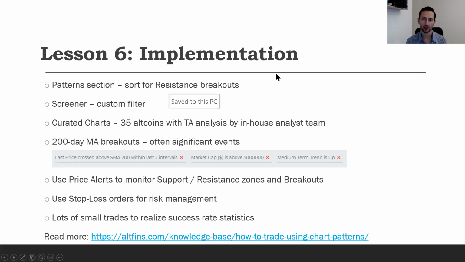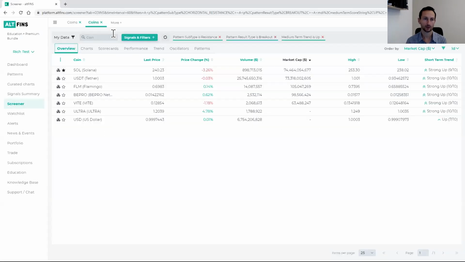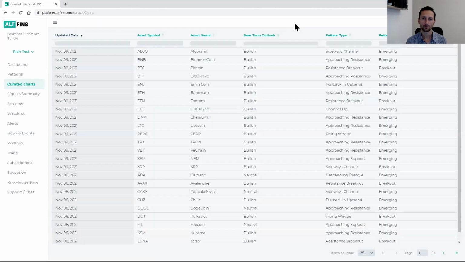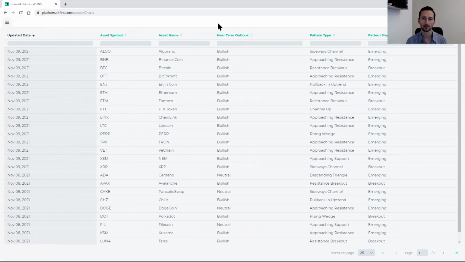The third one is curated charts. If you're not familiar with curated charts, then you should start looking at them. If you are, hopefully you will find them helpful. Particularly, I think it's a great learning tool, frankly. So curated charts are essentially technical analyses of about 35 altcoins, more or less somewhere in the top 50 market cap wise, that our own internal analyst team analyzes and updates on a daily basis, or whenever the situation warrants an update, because not every day the situation has changed.